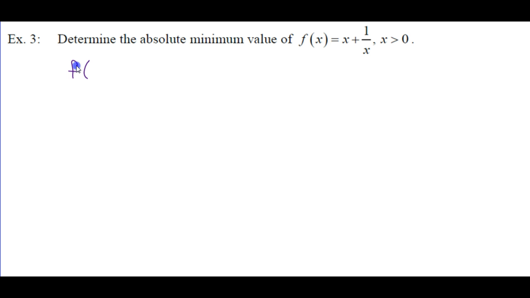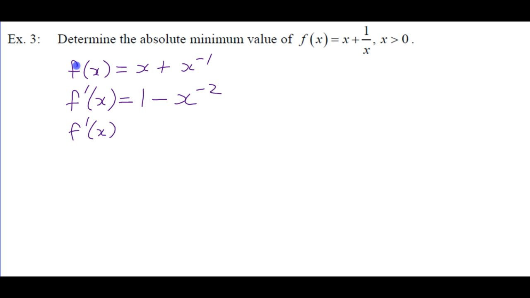Okay, so f of x. You might want to rewrite it as f of x is x plus x to the -1, which can help you in finding the derivative. So f prime of x is going to be 1 minus x to the -2. I'm okay if you just want to go straight to -1 over x squared. That's your choice. You get it wrong, there's a problem, but if you don't.